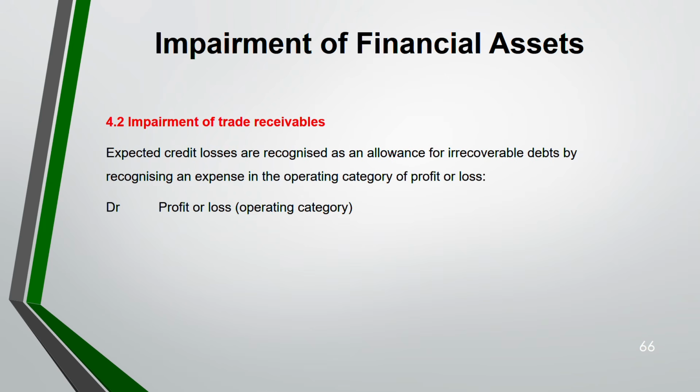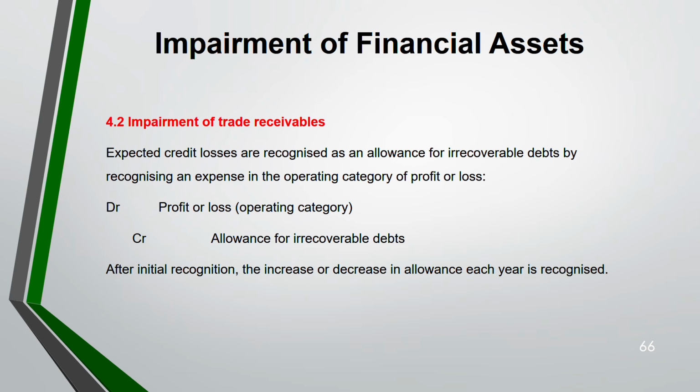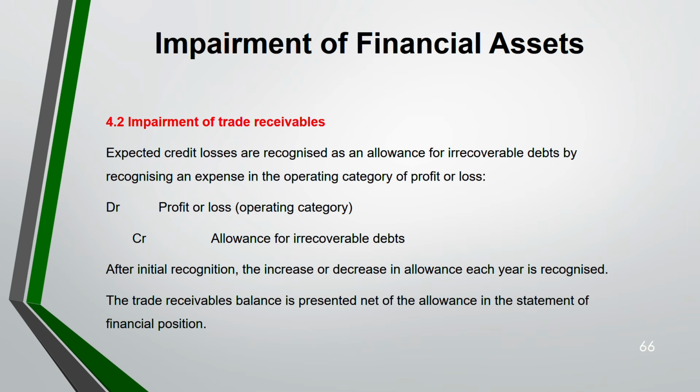So you debit your profit and loss, operating category, credit allowance for irrecoverable debt. After initial recognition, you have to either increase or decrease your allowance each year. Some year it might go down, some year it might go up, but it only comes after you initially recognize the trade receivable, not before. Of course, you can't impair something if you have not recognized that asset. So trade receivable, when you are presenting in the statement of financial position, you will show it as a net of allowance. You will already deduct your allowance from that trade receivable and show it as a net position.